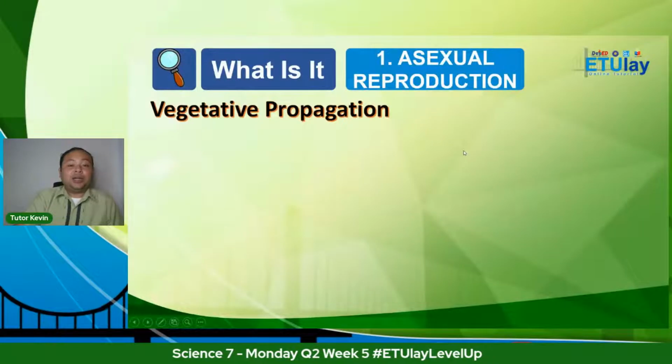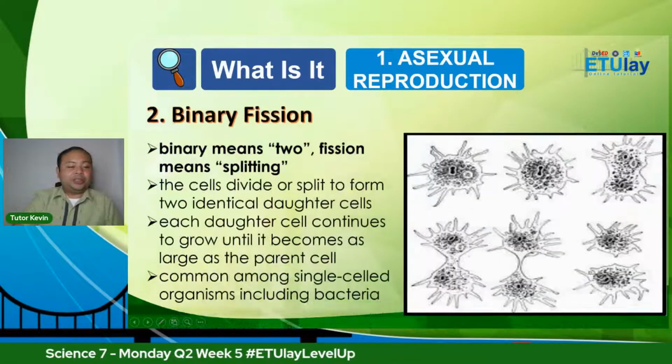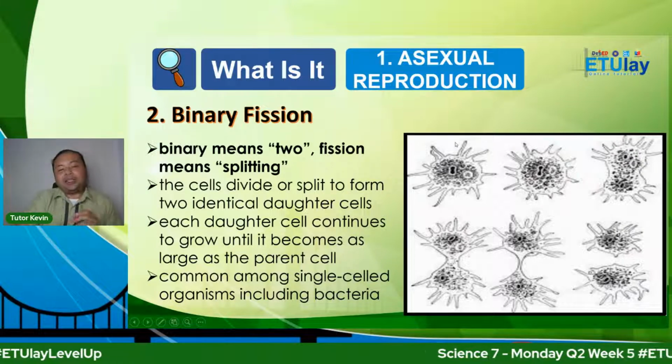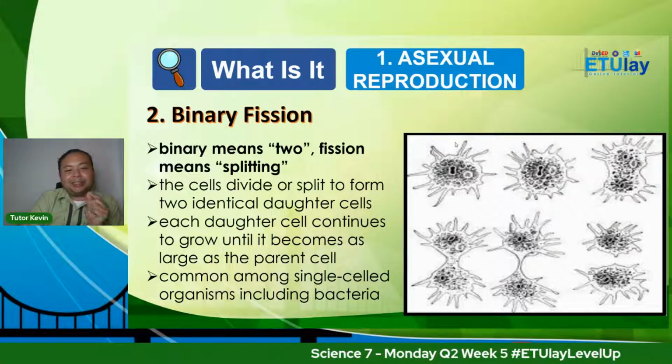No? So we are talking about sexual and asexual reproduction. So we're done with this one. Ayan, binary fission. Simple lang siya. Example nito is the bacteria.